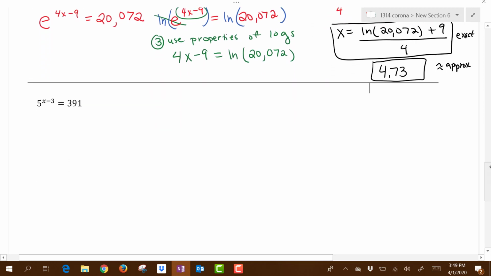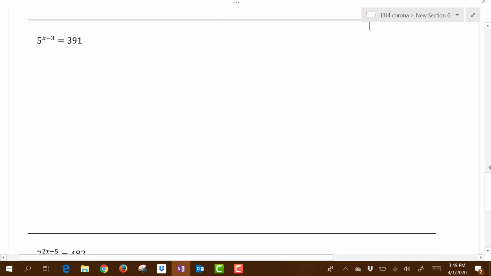Alright, so the next 2 examples are pretty similar. The first step for solving an exponential equation. How do we know it's an exponential equation? Well, the variable x that we're trying to solve for is in the exponent. So that's how we know it's an exponential equation.